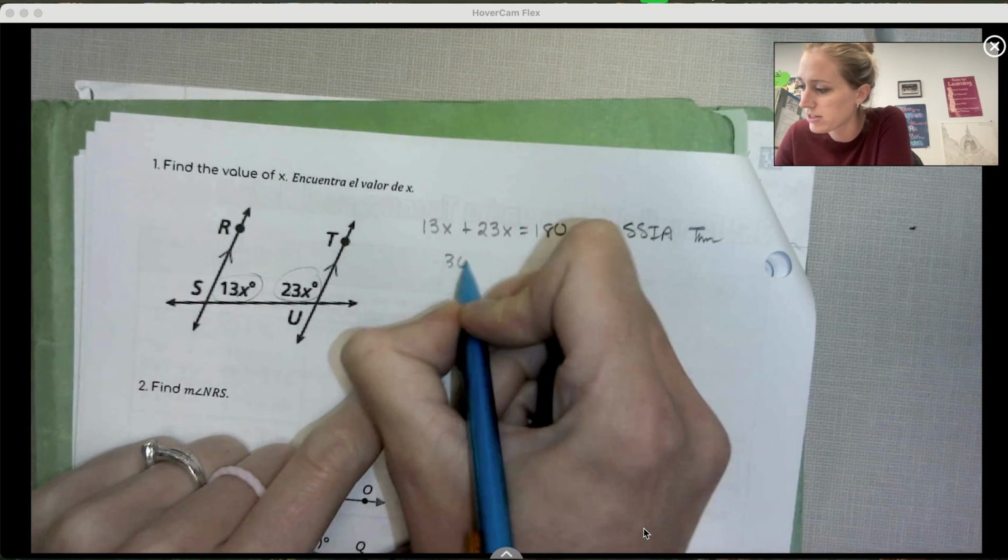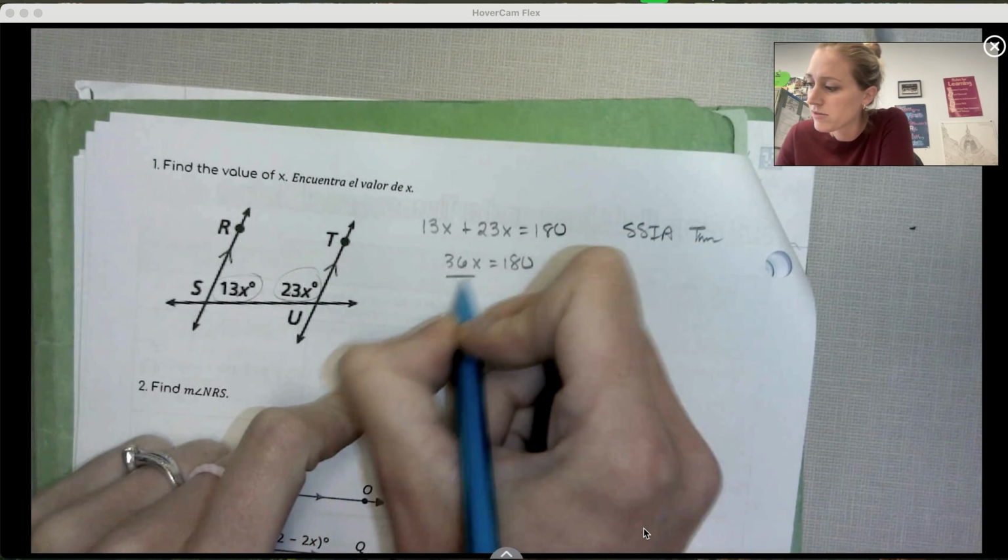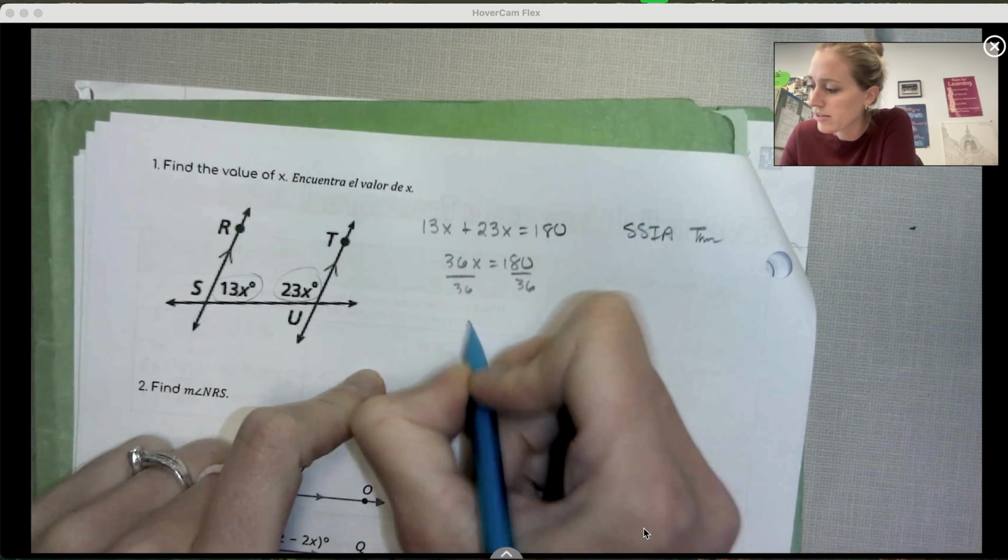So I'm going to combine like terms. So I've got 36x equals 180. Divide by 36. And we get x equals 5.